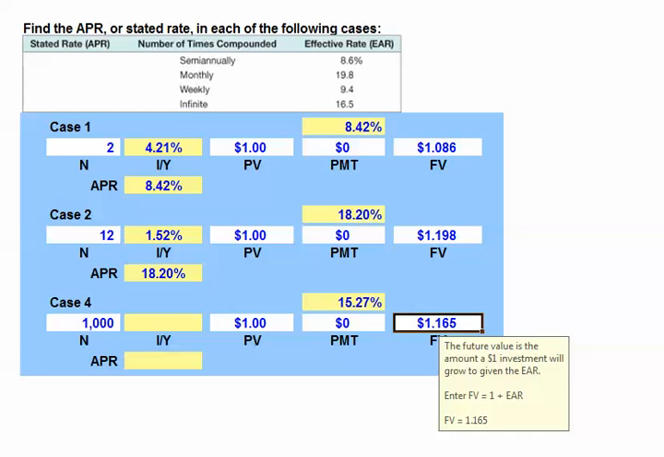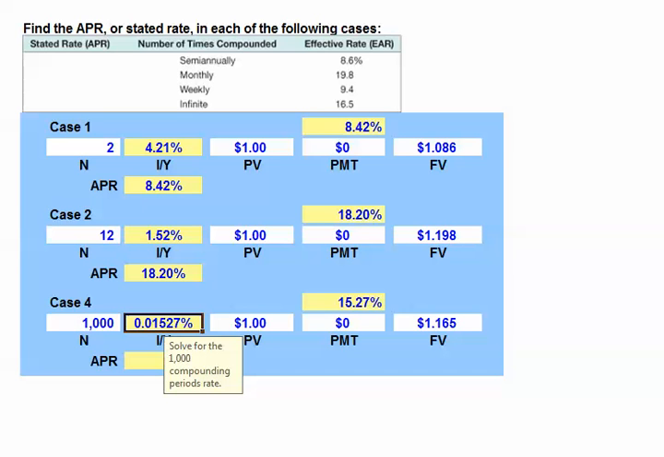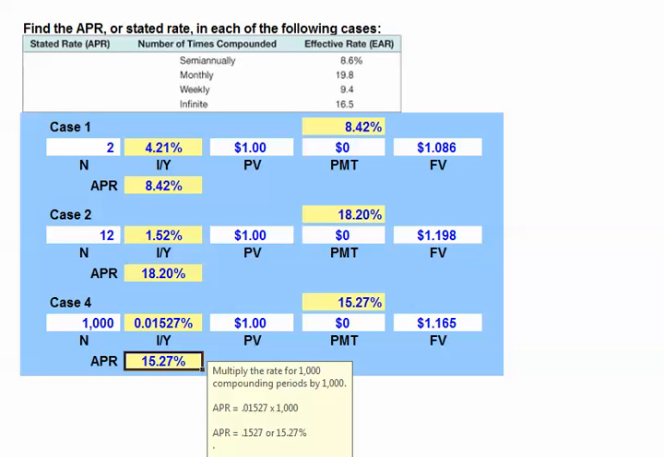Then we can solve for our interest rate. The interest rate that corresponds to 1,000 compounding periods is 0.01527%. Finally, to convert this to our APR, we multiply this by the number of compounding periods, 1,000, and again we get 15.27%. Once again, our financial calculator using 1,000 for the number of compounding periods gives us a relatively close approximation to continuous compounding.